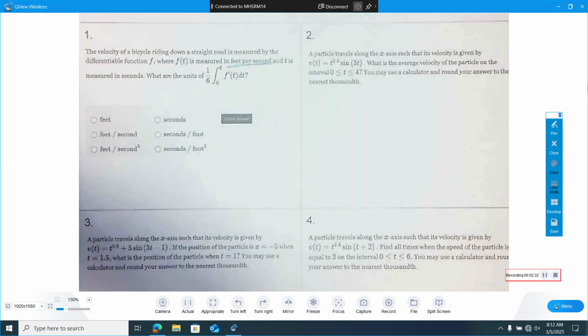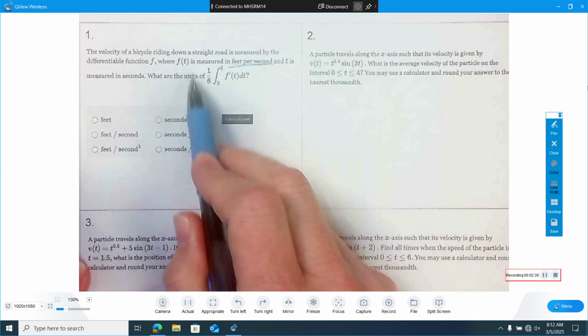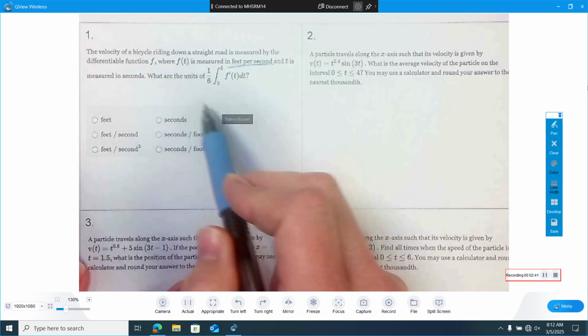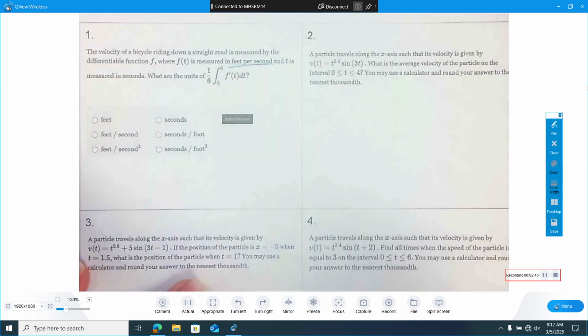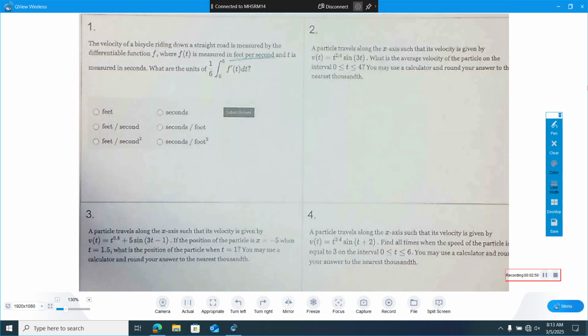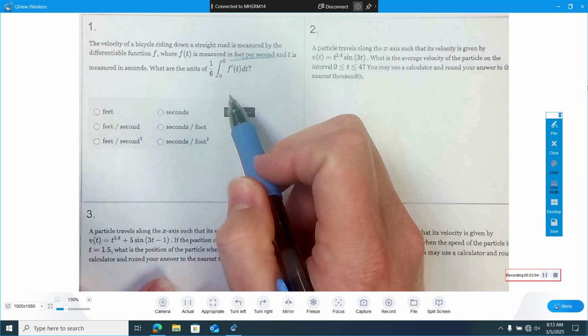So what are the units of this? I briefly talked about this yesterday, what the units are when we do these things. Just looking at it, it looks like an average value. We've got that 1 over b minus a in front, so that's what we learned yesterday. So this is an average value of f prime. The average value of f prime. So it's an average rate of change is what it actually is.